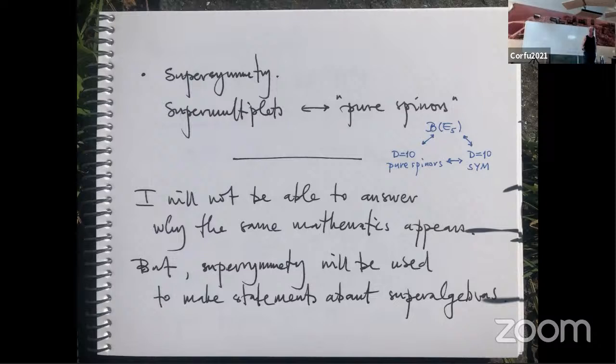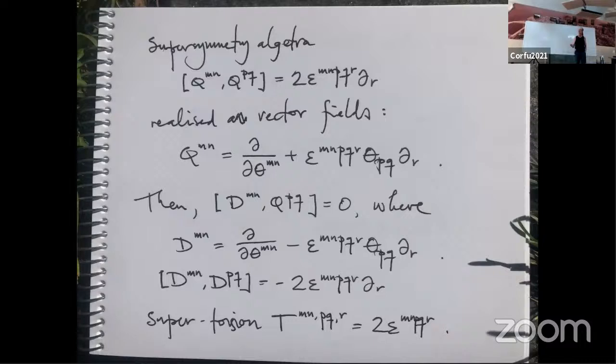So here's a supersymmetry algebra. Again, of course, you do everything as you do with spinors. These can be realized as vector fields, and they commute with the covariant derivatives, where you just change the sign, which means you have a superspace torsion, which is the epsilon tensor. So that's sort of the gamma matrix for this choice of representations.